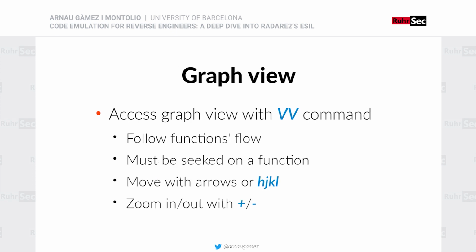Then we have also the graph view, which is awesome, and it should be incorporated everywhere. It allows us to follow the function's flow, exploring the control flow graph of the function. For it to work, we have to be seeked on a function, or just use a temporary seek on an address that is the beginning of a function, or is within a function. We can move with the arrows or the letters. We can as well zoom in and zoom out with plus and minus. And as in the previous visual mode, we can change the print modes with P.